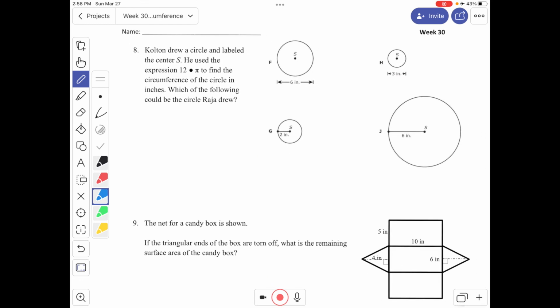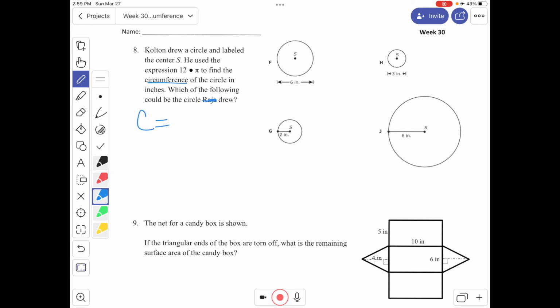Number 8. Colton drew a circle and labeled the center S. He used the expression 12 times pi to find the circumference of the circle in inches. Which of the following could be the circle Colton drew?